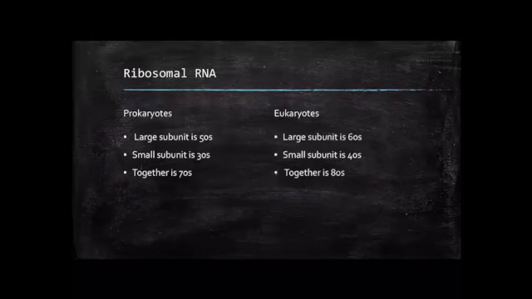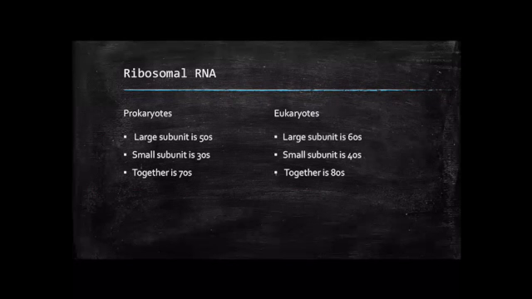Ribosomal RNA is different in prokaryotes and eukaryotes. In both, they consist of two subunits, a large and a small subunit, but the subunits are different. In prokaryotes, the large subunit is 50S and the small subunit is 30S. Together, the rRNA for prokaryotes is 70S. In eukaryotes, the large subunit is 60S and the small subunit is 40S. Together, the rRNA is 80S.